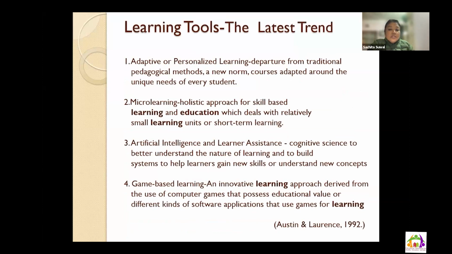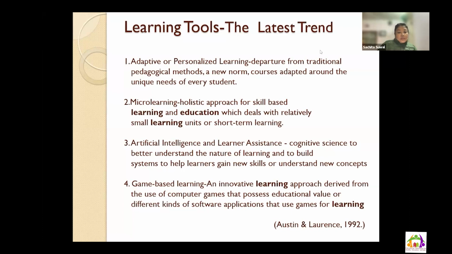Okay. Now this one is very interesting. I've taken this from Austin and Lawrence's 1992. So what are the learning tools? Though this is a little old one, the trend is how students become adaptive or personalized learners, and they don't want to learn. If you look at the children nowadays, they don't want to learn from the traditional pedagogical methods. We are not going to use those methods now, because they need something new, something they see around themselves, so that they can adapt in their daily life. And then they want something for their unique needs, because each and every child has very unique needs. And then only they will be able to adapt to their learnings.